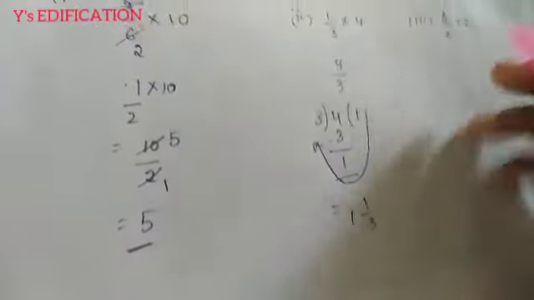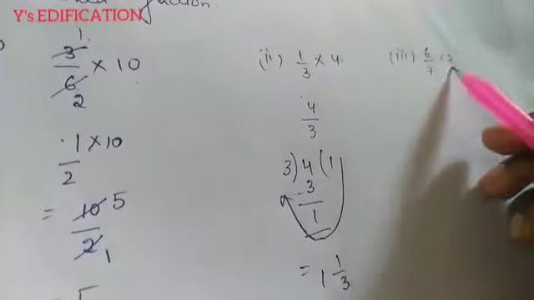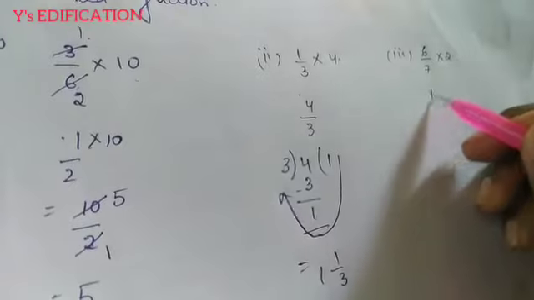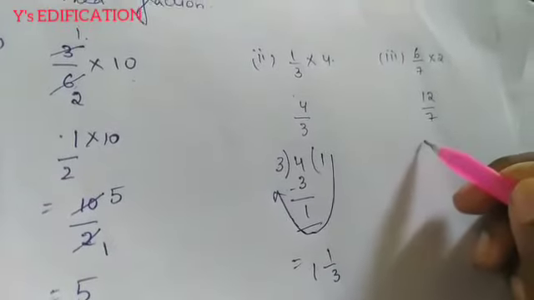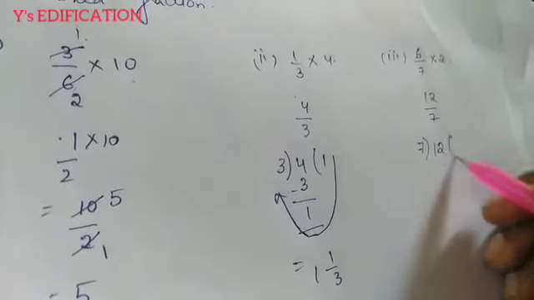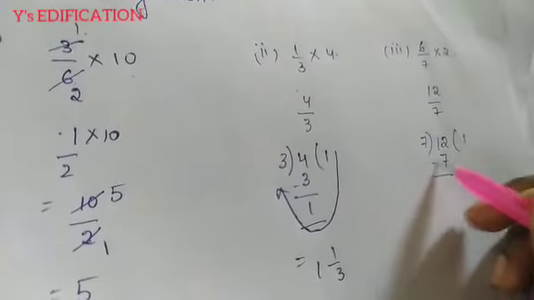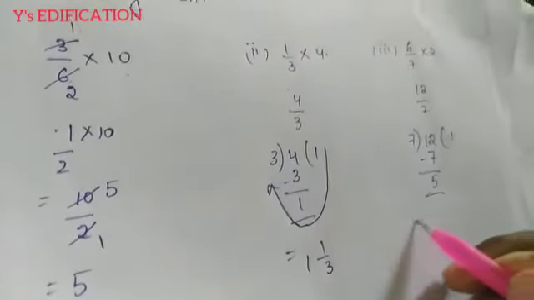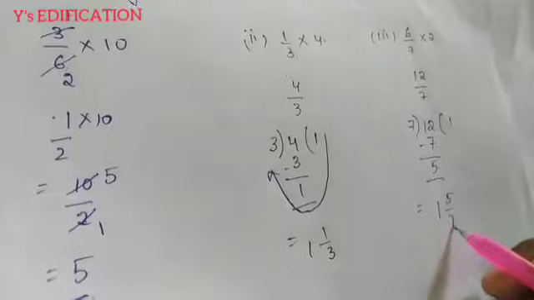Okay. Next one. 6 by 7 into 2. So 6 into 2 is 12 by 7. Here also we have to divide 12 with 7. So 7 into 1, 7. So 12 minus 7 is 5. So we can write it as 5 by 7.